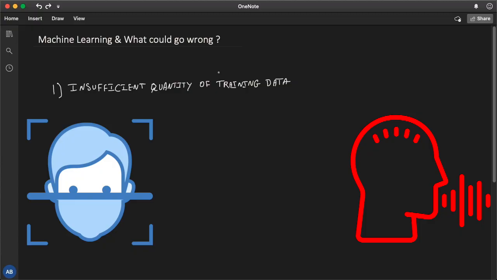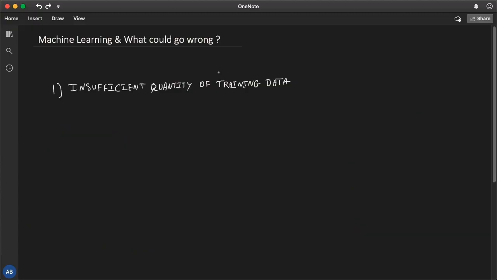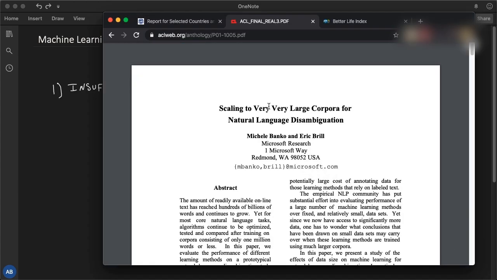I'm not kidding. You need a lot of examples when it comes to computer vision and image processing. There's a paper on this particular topic by Microsoft researchers Michele Banko and Eric Brill in 2001. This is a very famous paper, Scaling to Very Very Large Corpora for Natural Language Disambiguation. Banko and Brill show that very different machine learning algorithms, including fairly simple ones, performed almost identically well on a complex problem of natural language disambiguation.